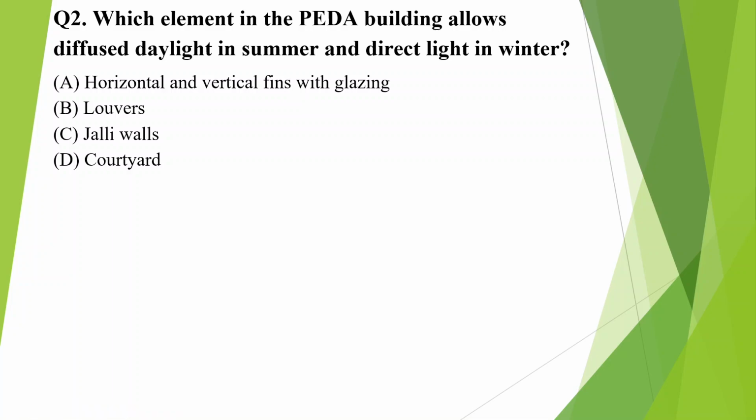Others also try to learn that these intersecting fins and the glass help us to allow indirect light in summer and direct light in the winter, that was told to you. So both fins are important. Good to see that most of you have answered it correctly.